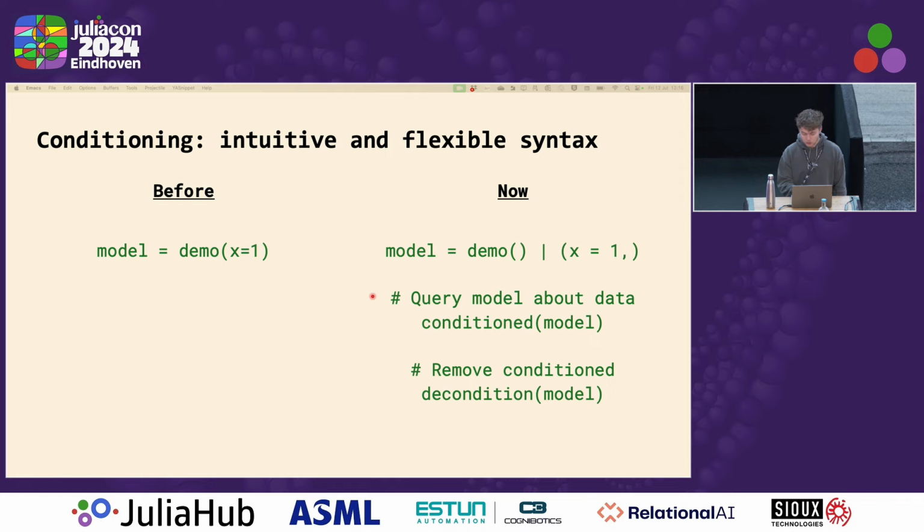So now you can use this much nicer bar notation. And that means that you can also query the model and ask it what it considers to be data, like what are observations. And then you can programmatically remove things.